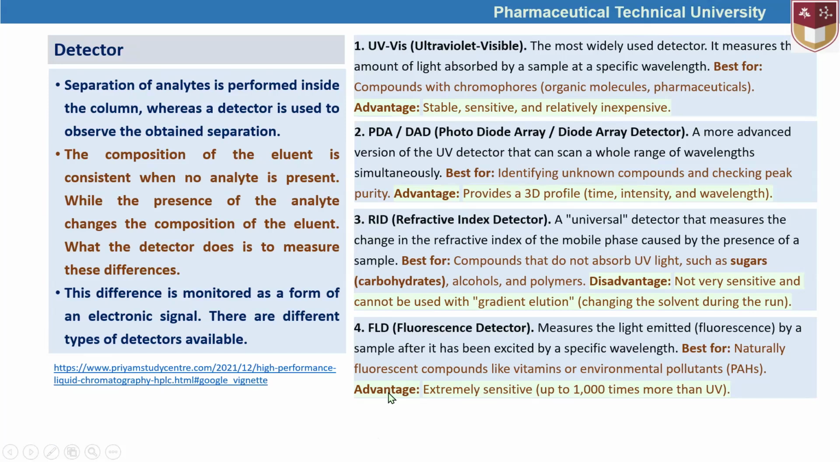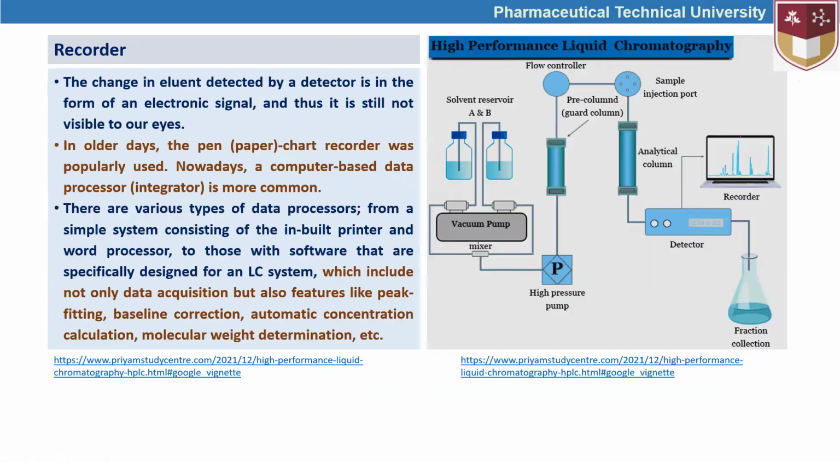The advantage of fluorescence detectors is that they are extremely sensitive, up to 1,000 times more sensitive compared to UV detectors. So compounds that have the fluorescent property, even when given at 1,000 times smaller concentration, can still be quantified.